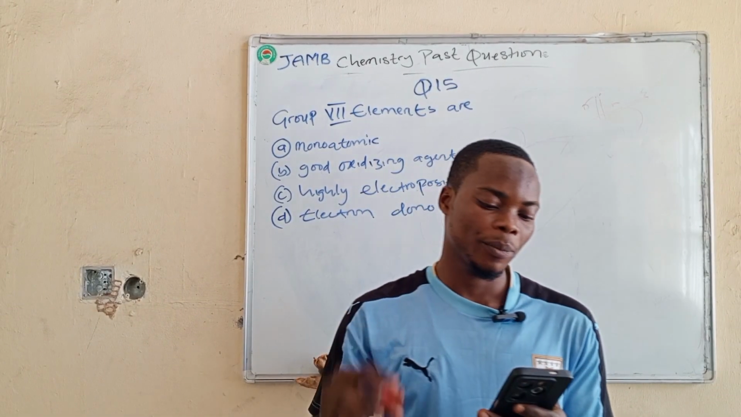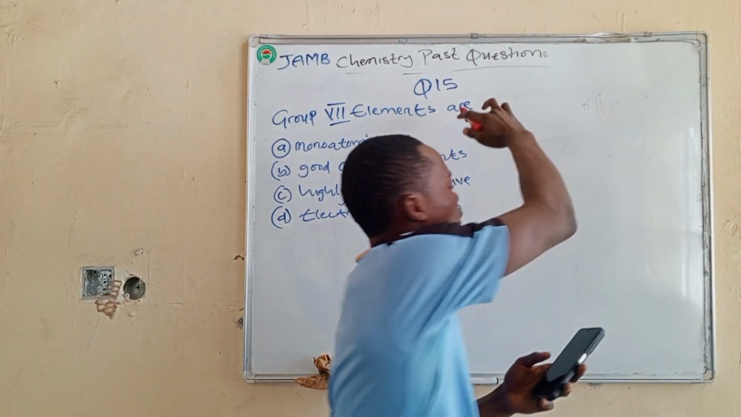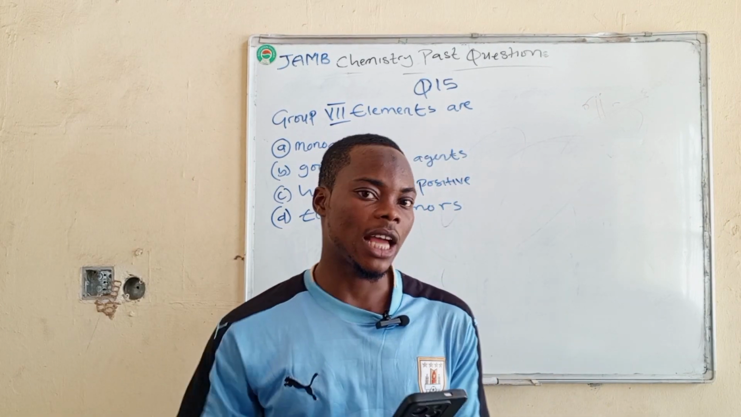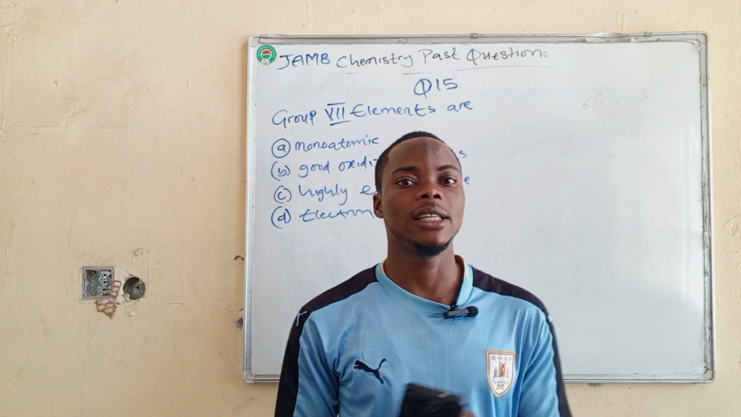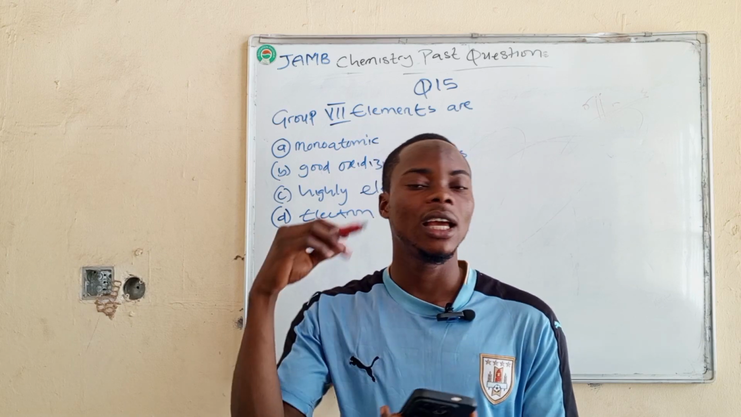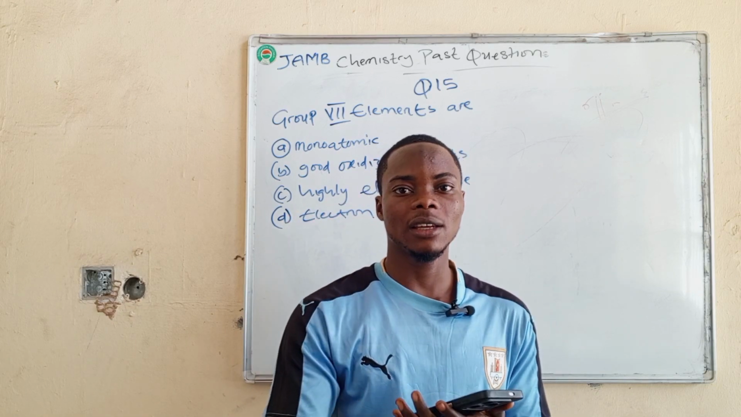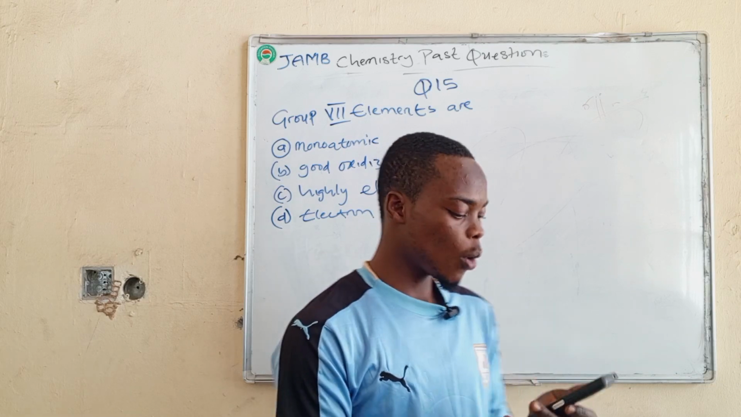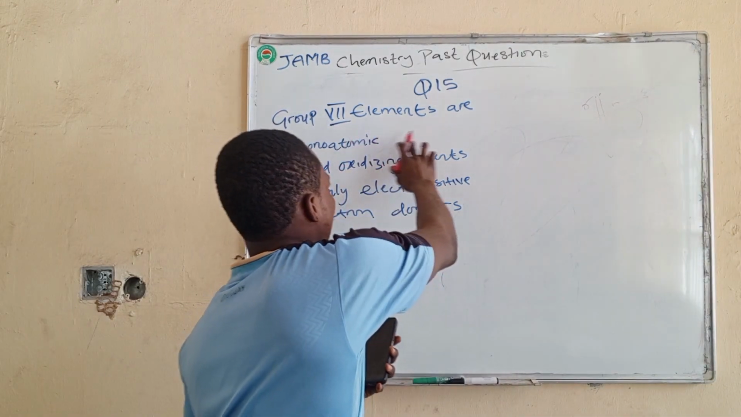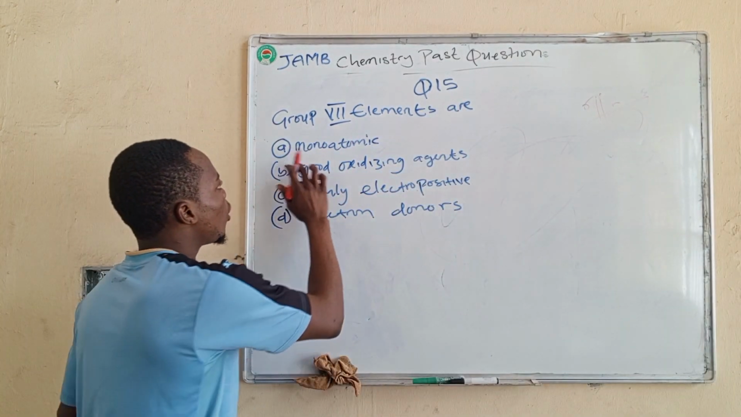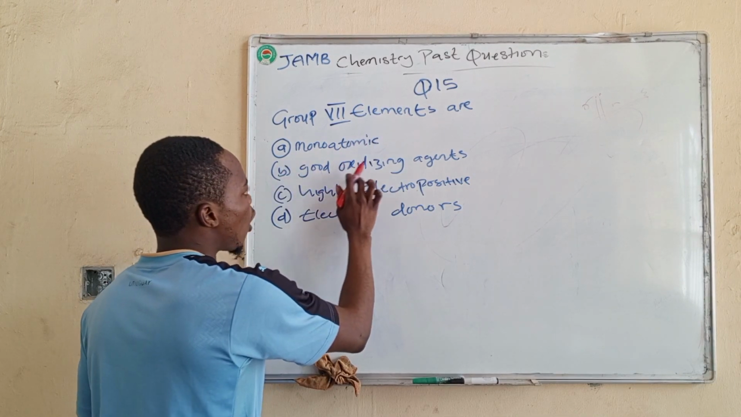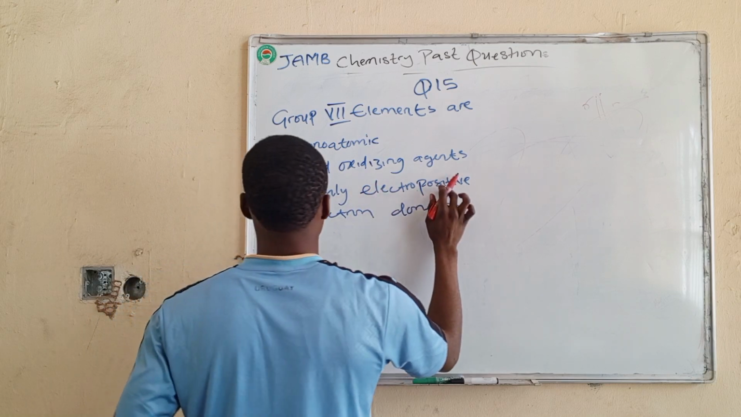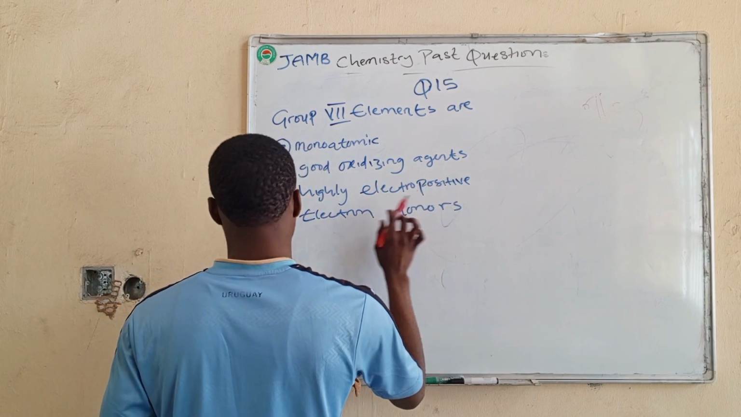Here is question number 15. Group 7 elements are dash. What are group 7 elements? The group 7 elements are known as the halogens, which is chlorine, bromine, fluorine, iodine, and others. So now you are asked this question. Group 7 elements are dash. A. Monoatomic. B. Good oxidizing agent. C. Highly electropositive. D. Electron donors.